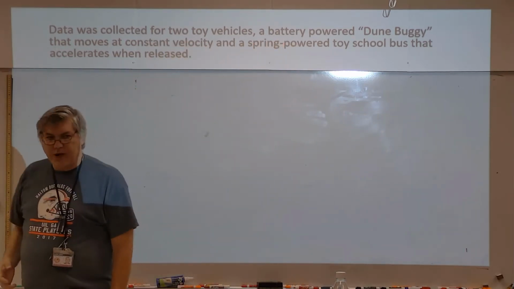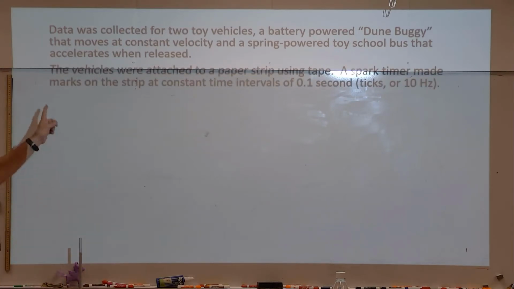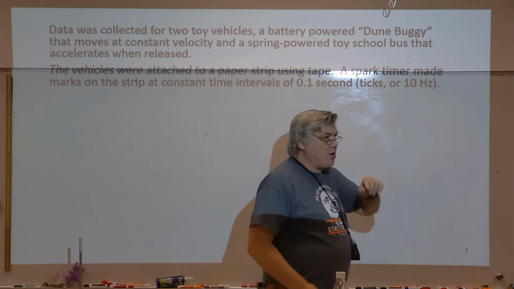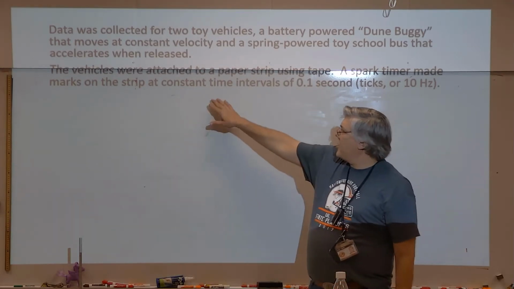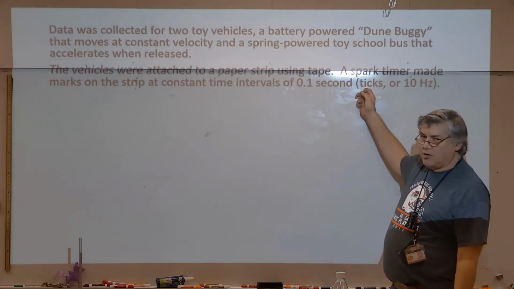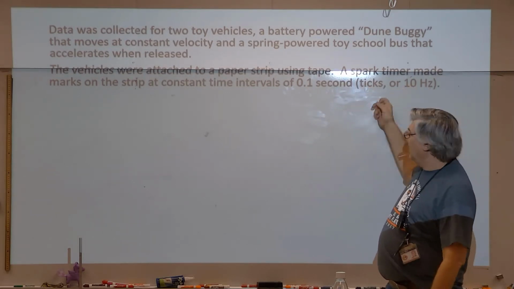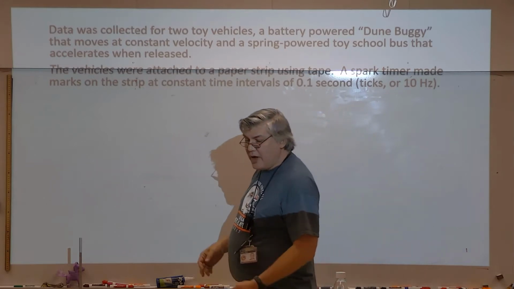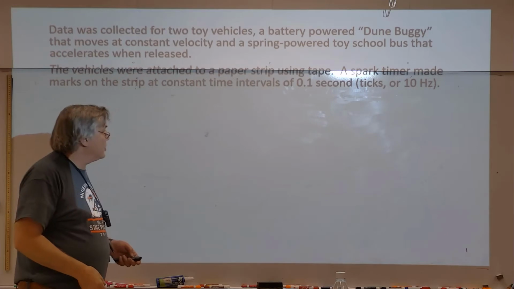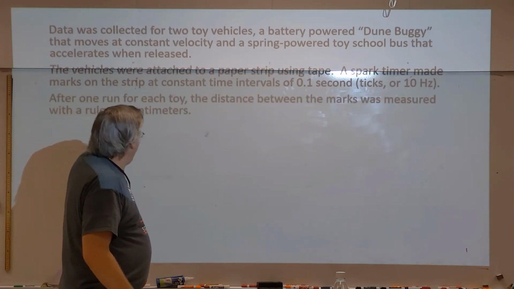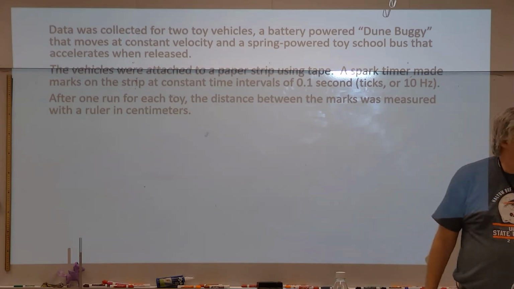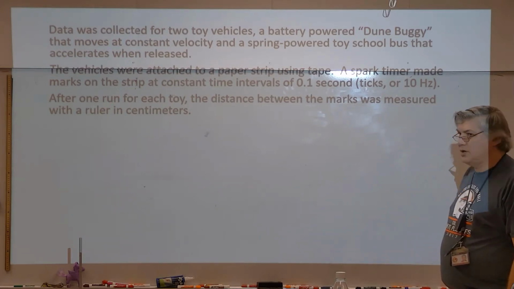So, that's a general statement. The vehicles were attached to a paper strip using tape. A spark timer made marks on the strip at constant time intervals of 0.1 second. These are, which I called ticks, or this was also at 10 hertz. So I've told what I did. I taped a piece of paper to the spark timer, which made those markings. After 1 run for each toy, the distance between the marks was measured with a ruler in centimeters.